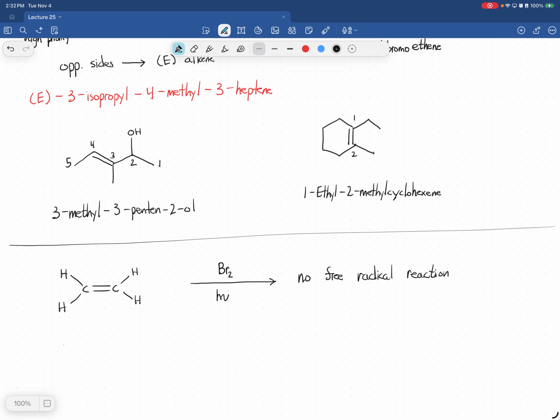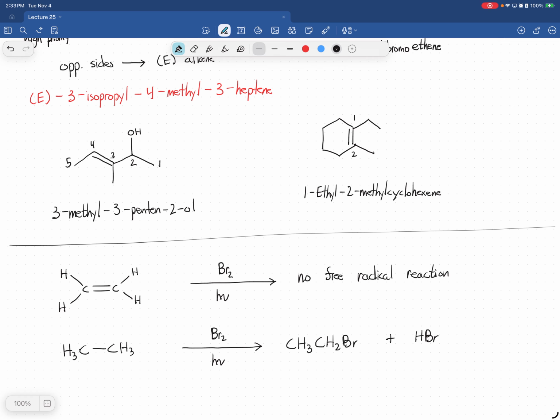Remember the alkane, ethane? What happens when we shine light and Br2 on this molecule? What was the major product, and what kind of reaction was this? Free radical bromination, right? One of your products is substitution of a hydrogen atom with a bromine atom, so you get ethyl bromide and a molecule of HBr.